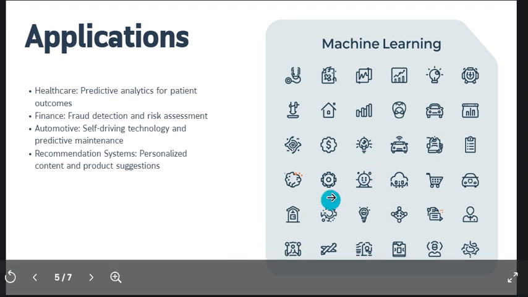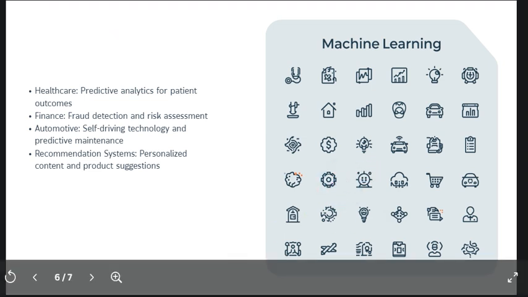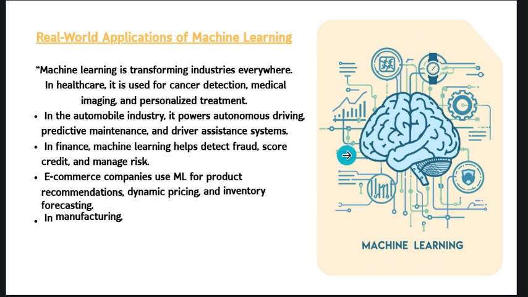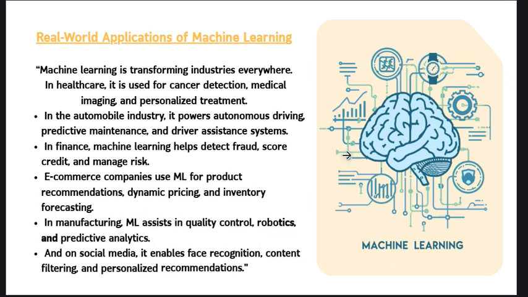So, likewise, if you see, in the e-commerce sector, companies use machine learning for product recommendations, dynamic pricing, and inventory forecasting. Manufacturing uses machine learning for quality control and automation. And of course, social media platforms use machine learning for face recognition, content filtering, and optimizing your feed.